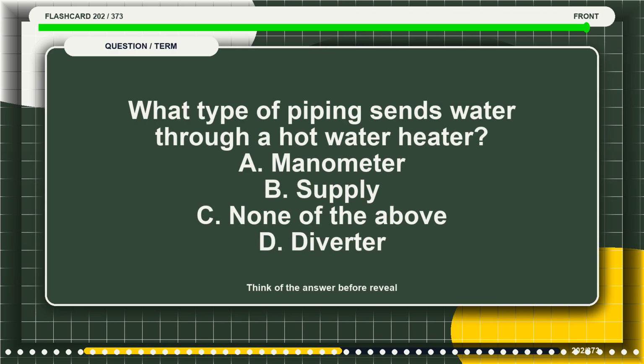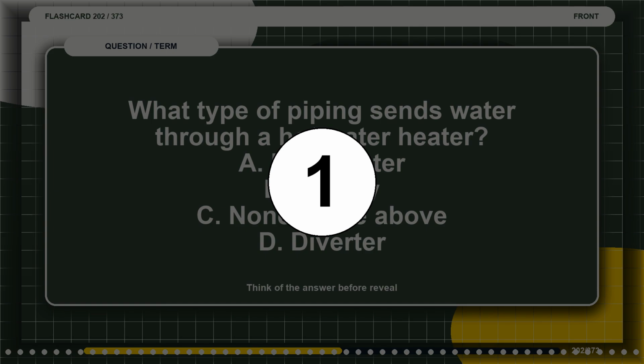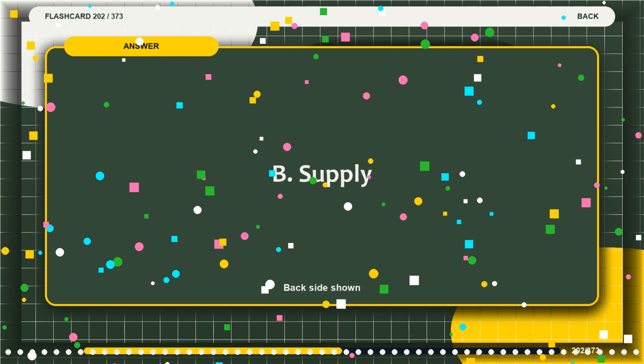Flashcard 202. What type of piping sends water through a hot water heater? A. Manometer. B. Supply. C. None of the above. D. Diverter. Think of the answer before the reveal. The answer is B. Supply.